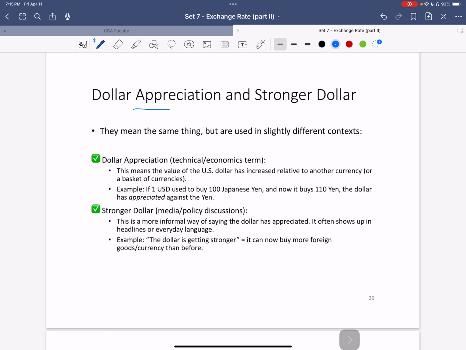So depreciation and weaker dollar have the same meaning. Depreciation is spelled with one p, not two, and weaker.